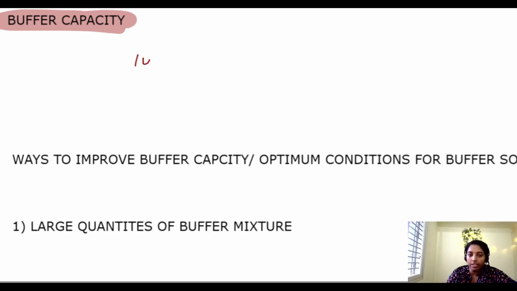Suppose you are taking 10 mole of HCl, okay? And what you have is 5 mole of HF and 5 mole of F minus, okay? So while you are adding 10 mole of HCl, does it behave like a buffer or not? Like, will the pH change or not? Okay, let's see the equation.